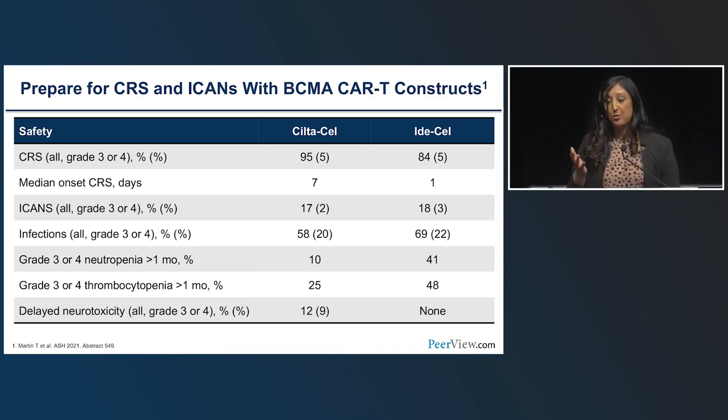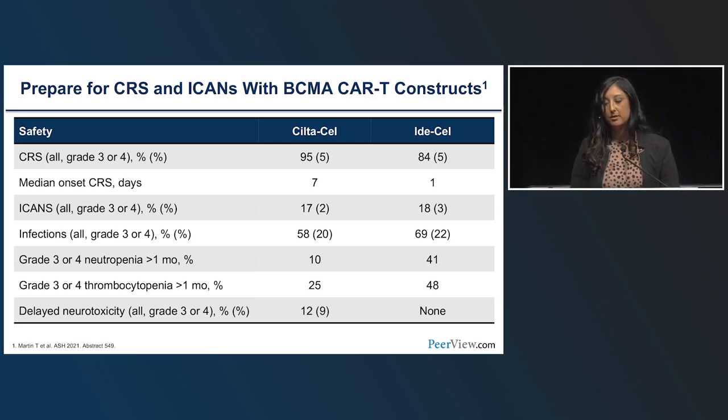And neutropenia greater than 1 month, which we need to monitor as well, was about 10% for cilta-cel, 41% for ide-cel. And same thing with thrombocytopenia, greater than 1 month. Now, most patients after 6 months do recover, but we're still monitoring pretty closely.